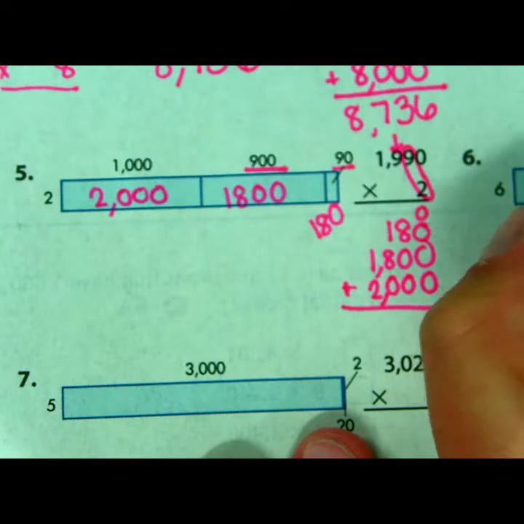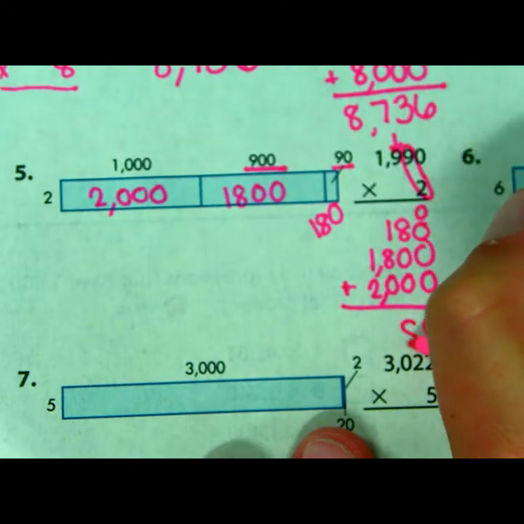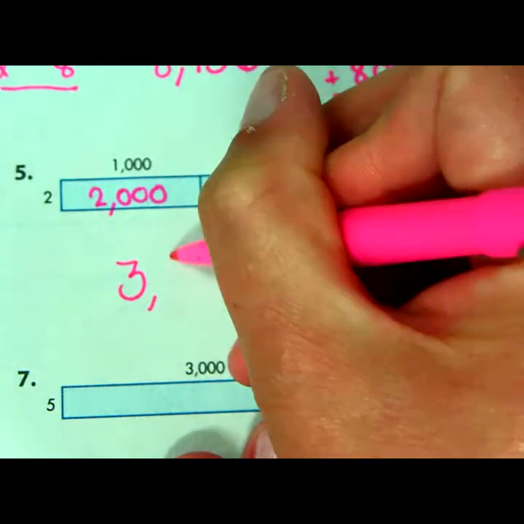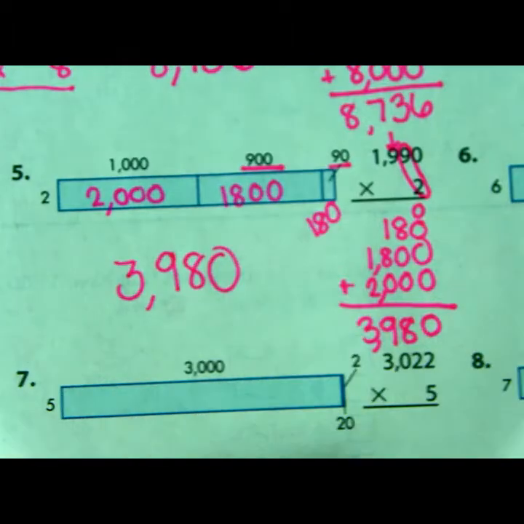Zeros all the way down. 8 plus nothing. 8 plus 1 is 9. 2 plus 1 is 3. You have a product of 3,980. Excellent. Number 6.